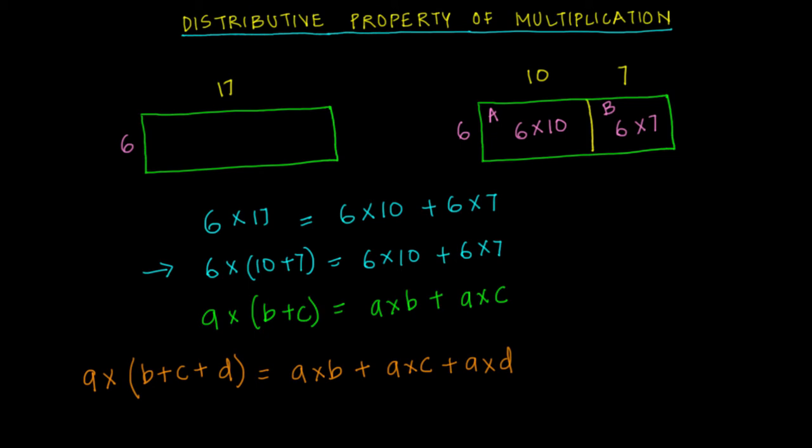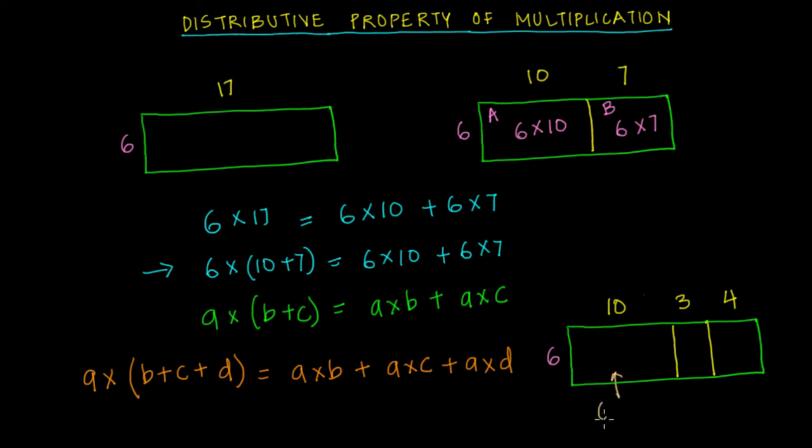And we can show it in a visual like this. So we have the same rectangle here, but it's now split into three parts. The area of this rectangle is 6 times 10. The area of this rectangle is 6 times 3. And the area of this rectangle here is 6 times 4.